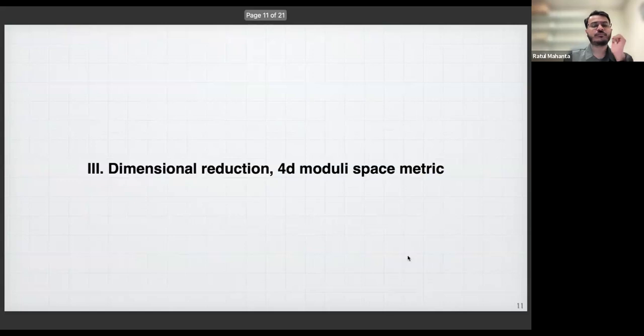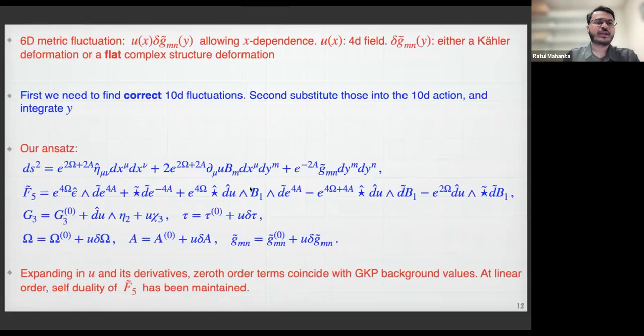So now the third part of the talk, the dimensional reduction and 4D moduli space metric. Consider the metric fluctuation where you allow the space-time dependence on the parameter now. And the y-dependent part is either a Kähler deformation or a flat complex structure deformation. We first need to find the correct 10D fluctuations. Second, we need to substitute those into the 10D action and integrate over y. So I should explain in a moment what I mean by correct 10D fluctuations.